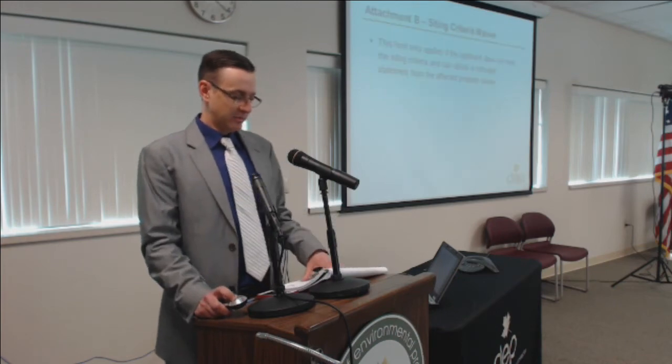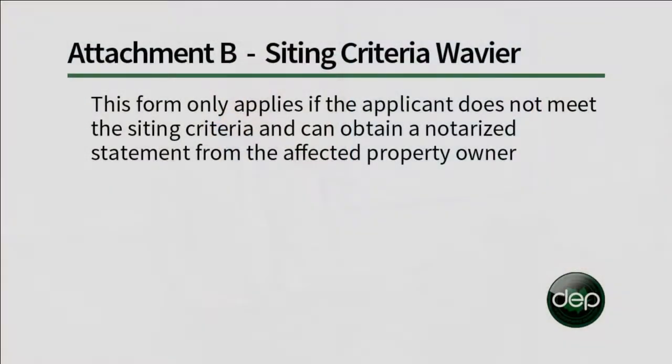The next attachment, B, is a siting criteria waiver. When I talked about it earlier, there's a siting criteria. The general permit is 300 feet from the dwelling, business, church, park, and other things that we talked about earlier. If you are going to locate a facility that's within 300 feet of a dwelling or a business, and when I say facility, I want to be clear, I mean an emission unit.